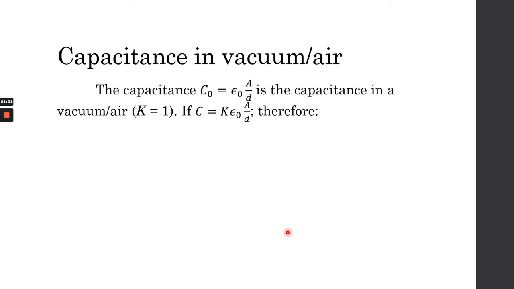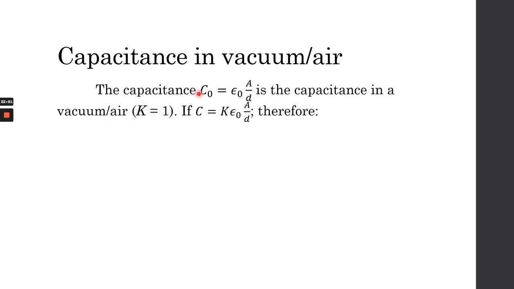Capacitance in a vacuum or air. So the capacitance in a vacuum or air, meaning when I have two plates and there's nothing in between them. They're not touching, but there's nothing in between them but air or vacuum. And when we say vacuum, it means there's nothing there, not even air molecules in between them. So the capacitance we usually denote with C naught is equal to the permittivity of free space, or the permittivity of air or vacuum, multiplied by A divided by the distance between the two plates. This is the capacitance in vacuum.